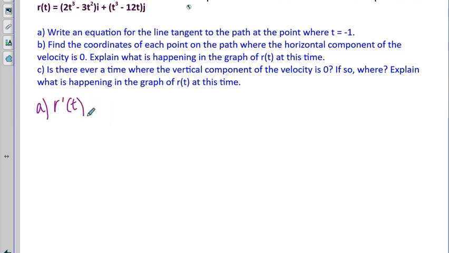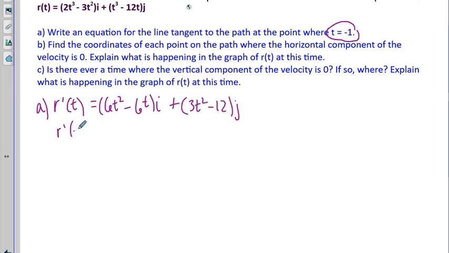So the derivative of r is going to be equal to (6t squared minus 6t)i plus (3t squared minus 12)j. And of course, we are talking about a certain time, so that's what's going to make this a little bit easier to work with. I am going to substitute -1 in for t and see what vector I get. When I put -1 in for t, I'm going to just tell you the answer. Hopefully you can figure out where I got it from. So I have 12i minus 9j.